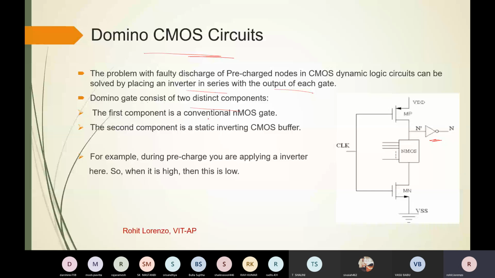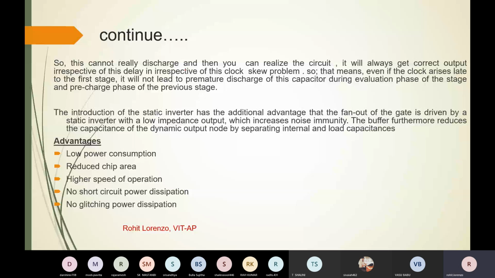For example, during pre-charge you are applying the inverter, so when the node is high, the output goes low, and it does not directly affect the next stage. Because we have placed the inverter buffer, it cannot discharge prematurely, and the circuit always gets the correct output irrespective of delay and clock skew problems. This is the solution for that, and it also solves premature discharge during evaluation. The introduction of the static inverter has the additional advantage that the fan-out of the gate is driven by a static inverter with low impedance, which increases noise immunity, and the buffer furthermore reduces the capacitance.